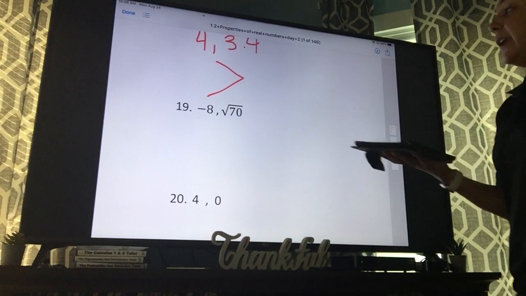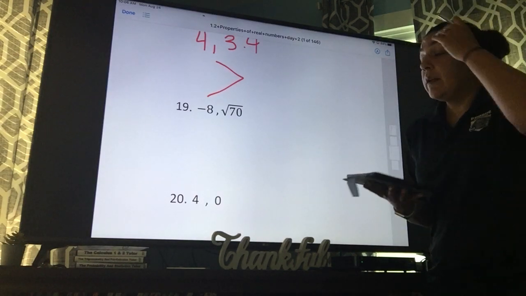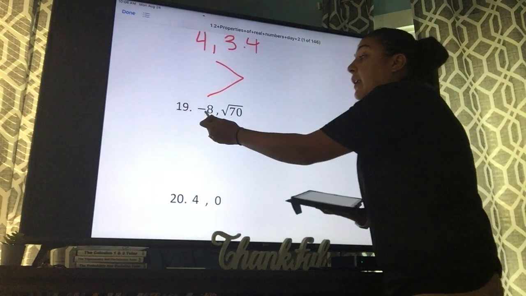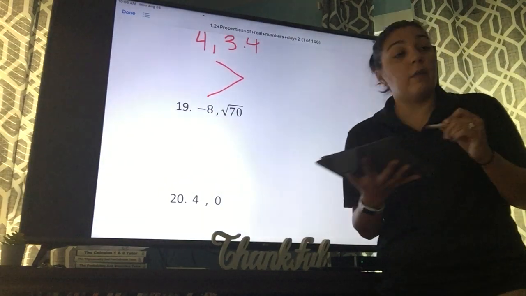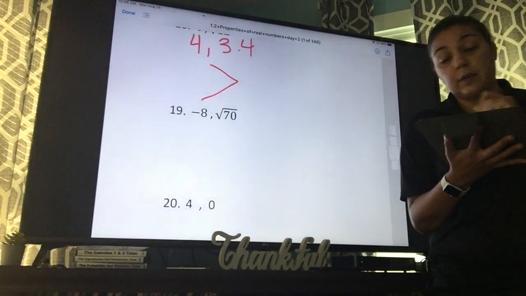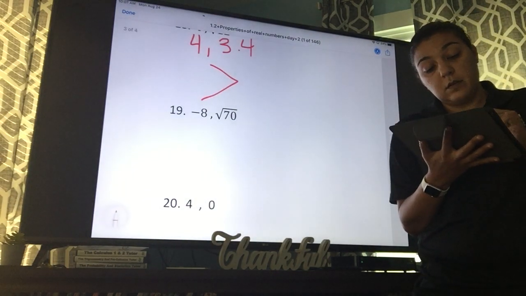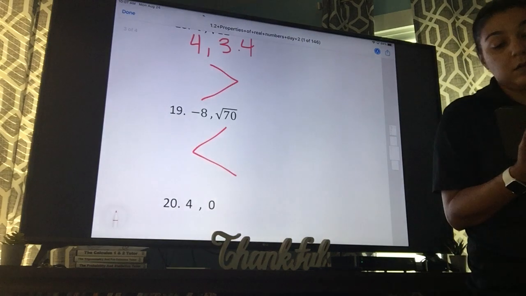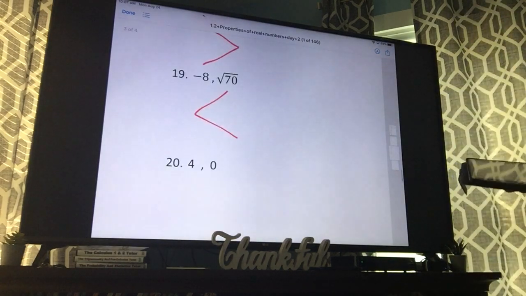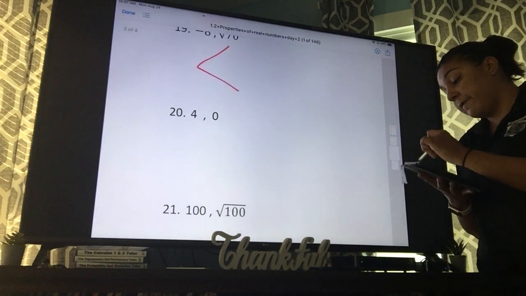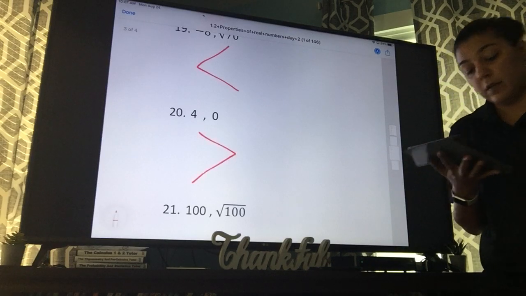-8 and the square root of 70. Without even doing anything, we have a negative and a positive. Which one is going to be bigger? The positive is always going to be bigger. Next, -4 and 0. 0 is always going to be bigger.